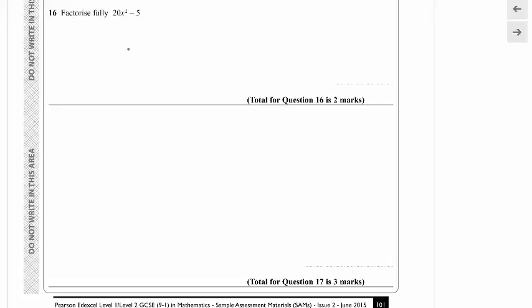Hello, so I've been asked to factorise fully 20x squared minus 5. So remember what factorise means? It means put the brackets back in. So let's have a look at this. I'm going to deal with the numbers first. So I'm looking for factors of the 20 and the 5, which are common. So I'm actually going to start with the 5 because 5 is just prime. So 5 is just 5 times 1.